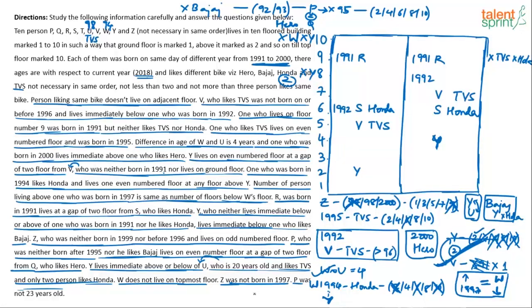Do we know who was born in 92? No, we do not know that. What else do we know about V? Anything else do we know about V? Okay. Now that we have fixed Y, I think we can fix W also, because we know that W was born in 1994. He likes Honda and W is above Y, either on 4th floor or 8th floor.